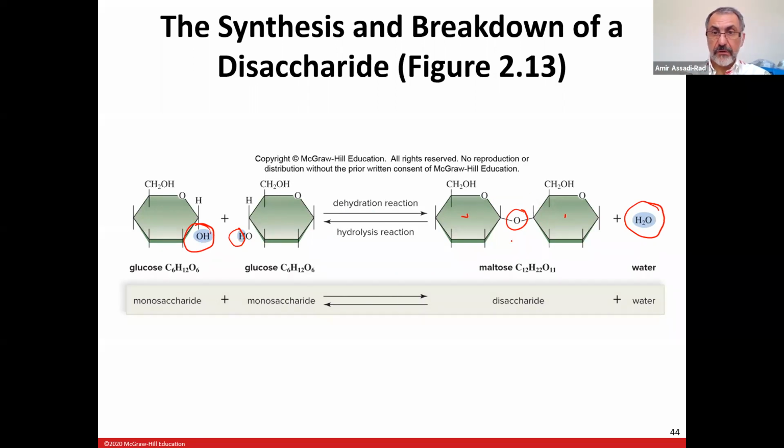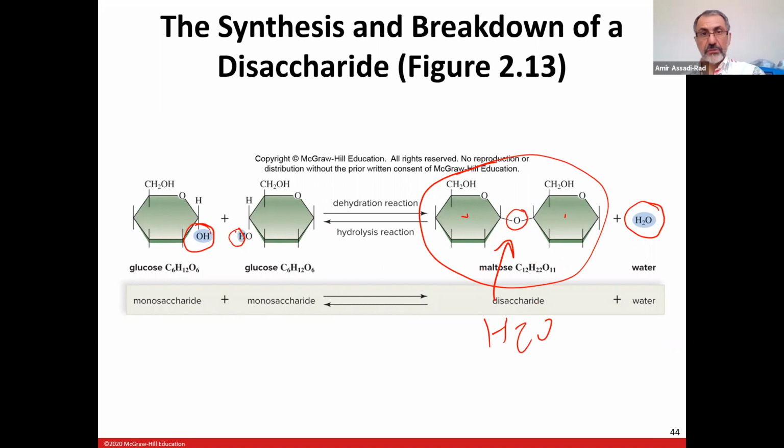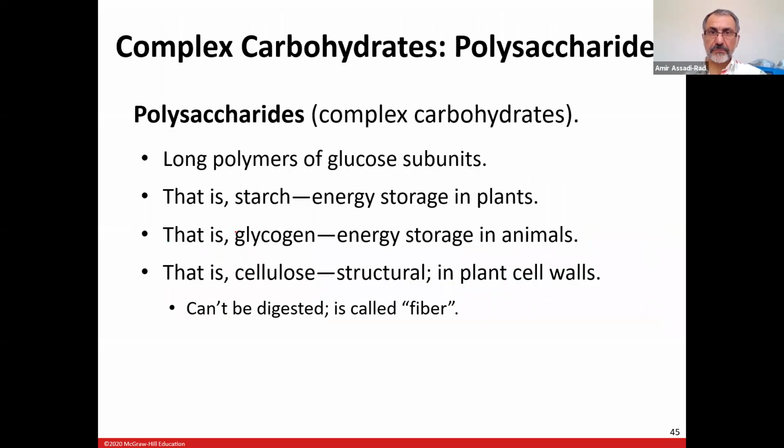Breaking them down: of course, if you want to break this molecule down right here, you've got to give it what? H2O. When you give it H2O right here, you break those two down. So the process is called hydrolysis. When you give it a water molecule to break it down, it's hydrolysis. Lysis, as I said, means breakdown.